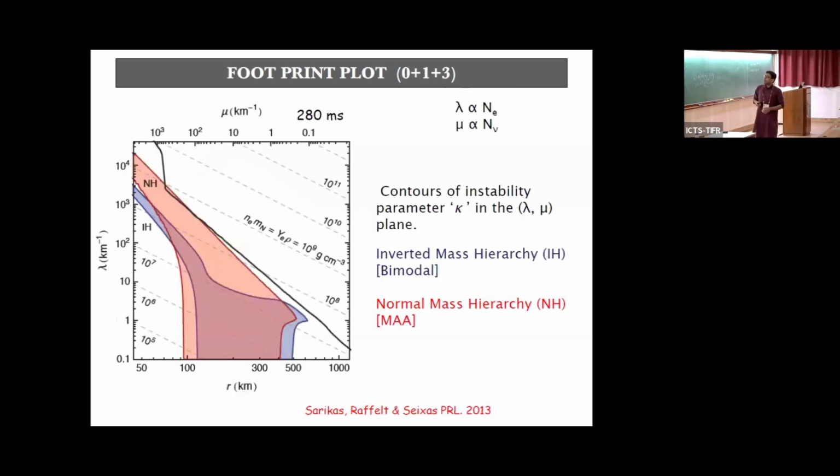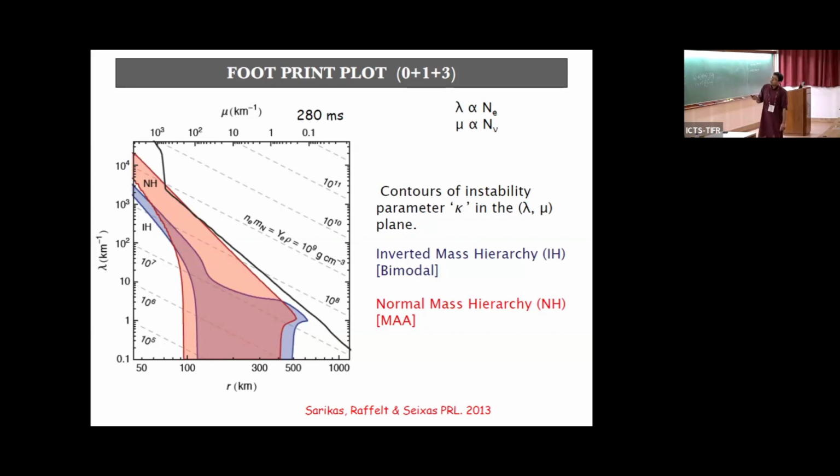And this is another way of understanding it, in the lambda-mu plane. These are the zones, for different values of lambda and mu, which is your input, where this flavor instability can happen.